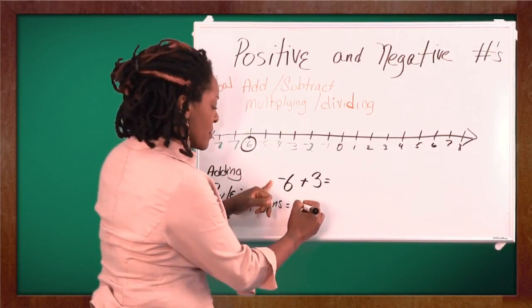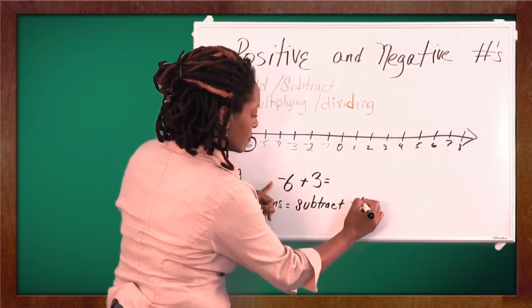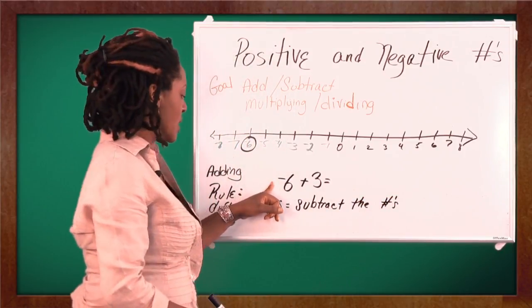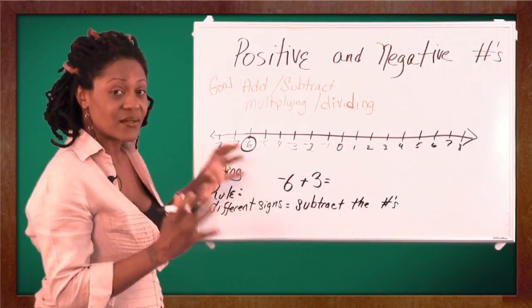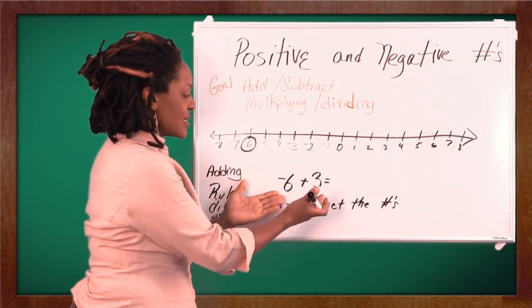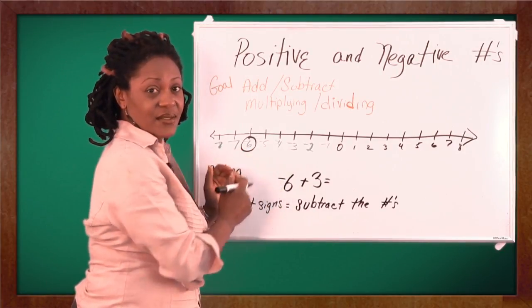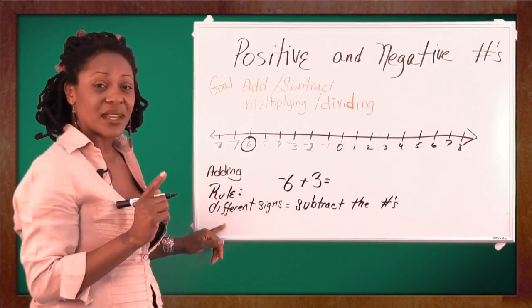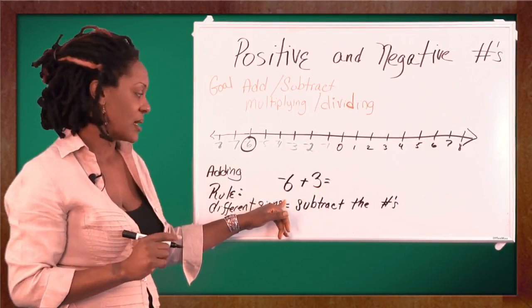You subtract the numbers, and this little symbol is representing the word numbers. So we subtract the numbers, and our answer takes the sign of the larger number. So forget whether it's negative or positive for a second. When we look at 6 and 3, 6 is the larger number, and 6 is carrying the negative sign. So our answer is going to have that negative sign in front of it. Now remember, that's just the rule when the signs are different and we're adding.